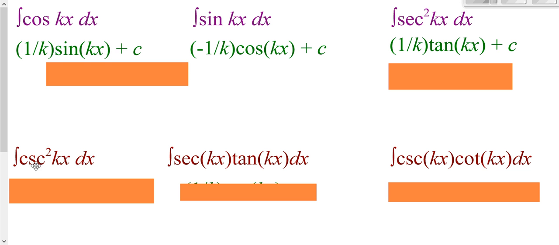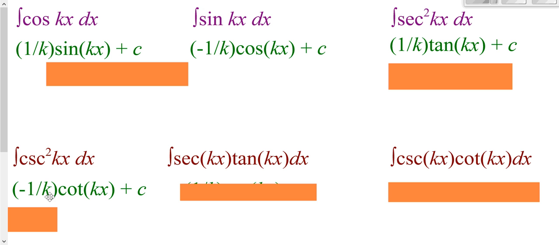The derivative of what is cosecant squared? Well, you know that that's cotangent with a plus c. Then you'd have to undo your chain rule, so you'd have to have a 1 over k. There's a negative here to offset the derivative of cotangent, which is negative cosecant squared, and we did not have a negative cosecant squared.